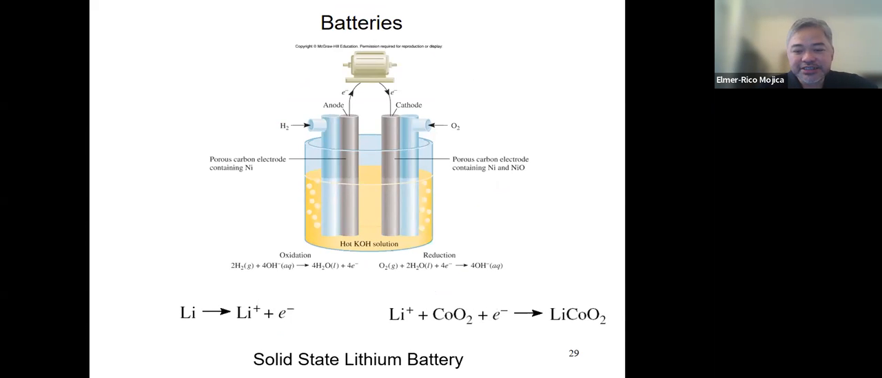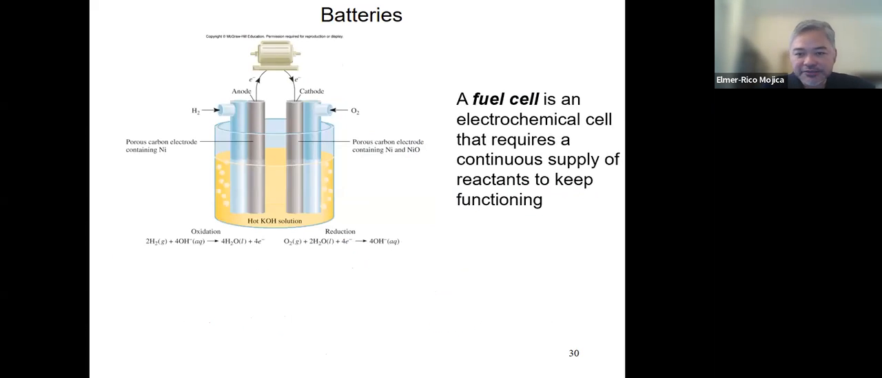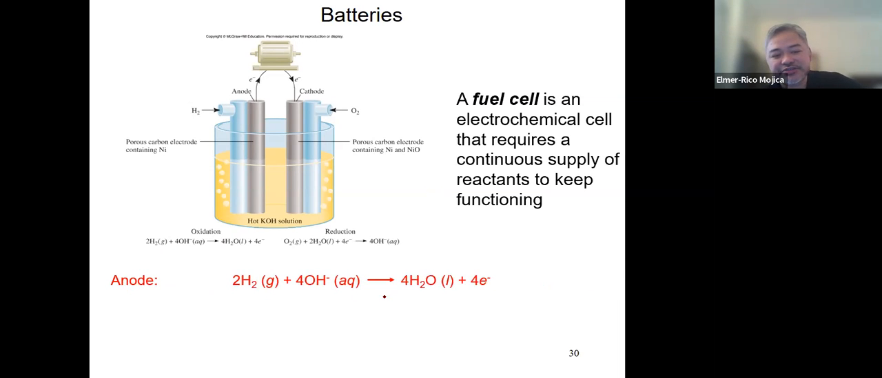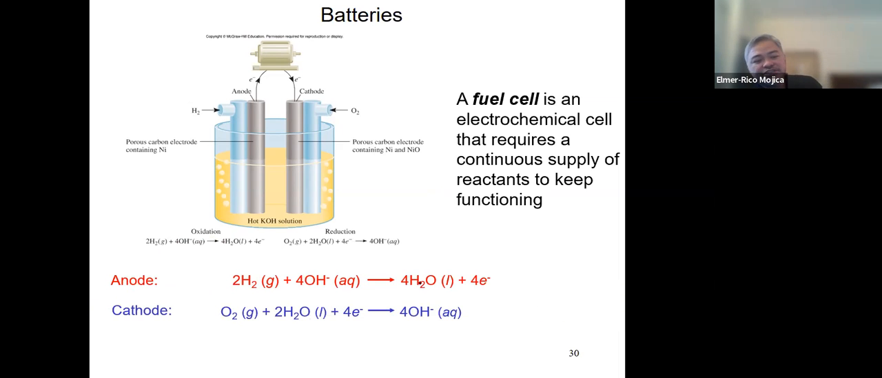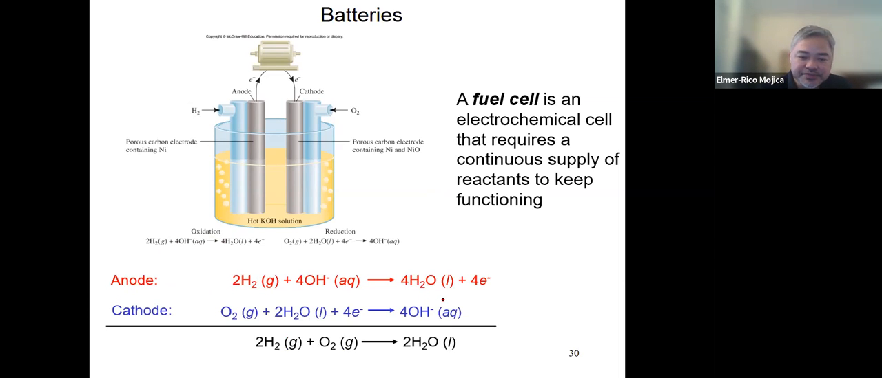Now, the lithium battery that I mentioned to you, these are the reactions that you have. This is the oxidation, and this is the reduction. Now, they have the so-called fuel cell, wherein you have hydrogen and oxygen. Your hydrogen is in the anode, it produces water, and your oxygen is in the cathode, you produce hydroxide. I don't know if you heard about this so-called water-based battery.